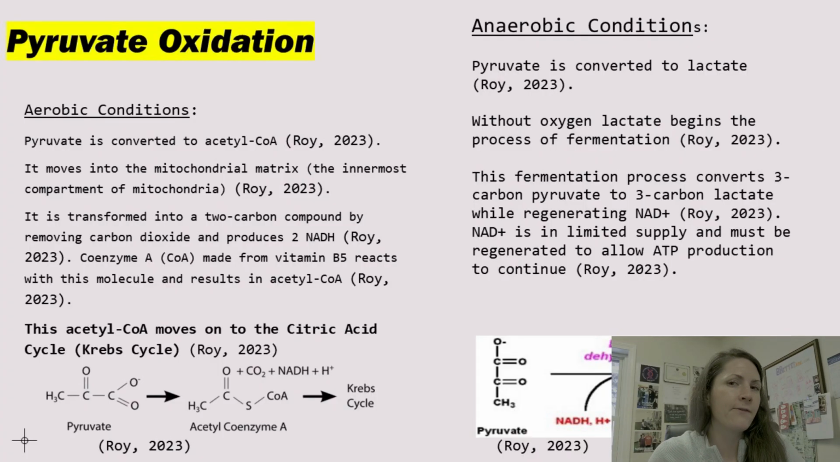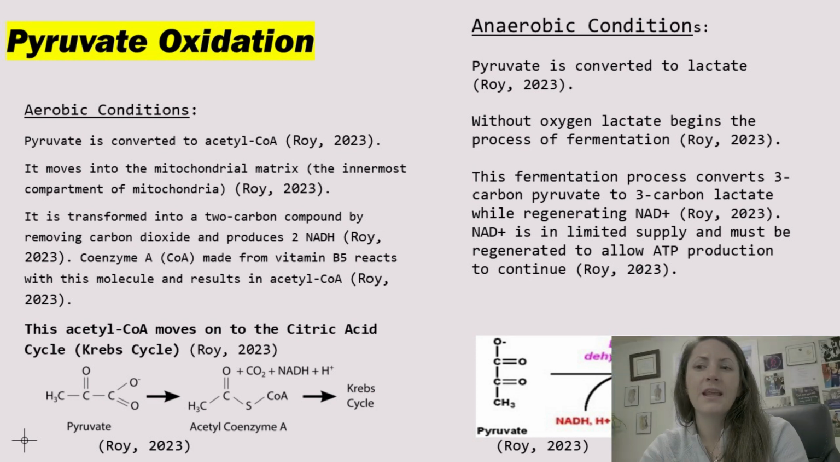So now we have pyruvate oxidation. In pyruvate oxidation, we can have this happen in an anaerobic or aerobic environment. In an aerobic condition, pyruvate is converted into acetyl-CoA, which is what moves on to the next step in the citric acid cycle or Krebs cycle. So that moves into the mitochondrial matrix, which is the innermost space of the mitochondria. Before it was in the outer space of the mitochondria.